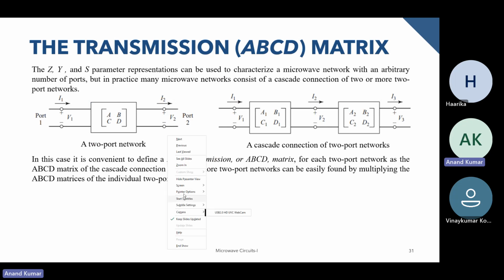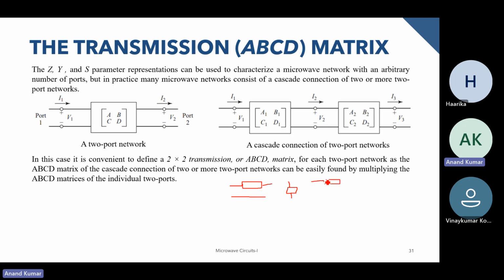I'll give you an example. Say we need to find the S parameter of a network which has an element like this, and then another element like this, and then some other network. These boxes can be of any type of element, for example an inductor or a capacitor, irrespective. This is your entire network, and these are all connected, and you need the S parameters of this entire thing.